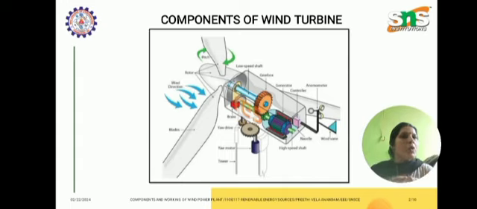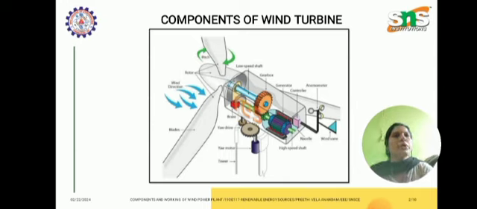The gearbox connects the low speed shaft to the high speed shaft. It increases the rotational speed from about 30 to 60 rotations per minute to about 1500 to 1800 RPM, the rotational speed required by most generators to produce electricity.